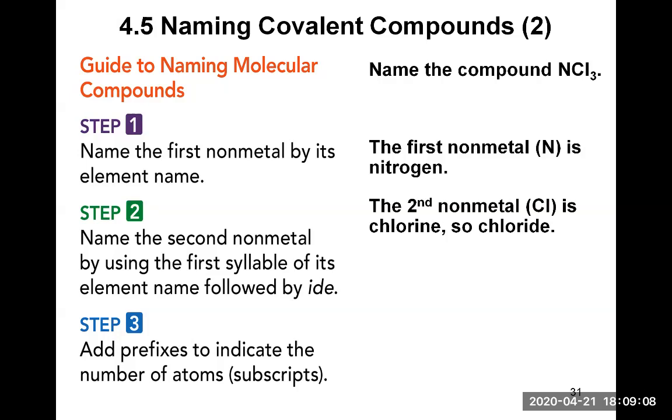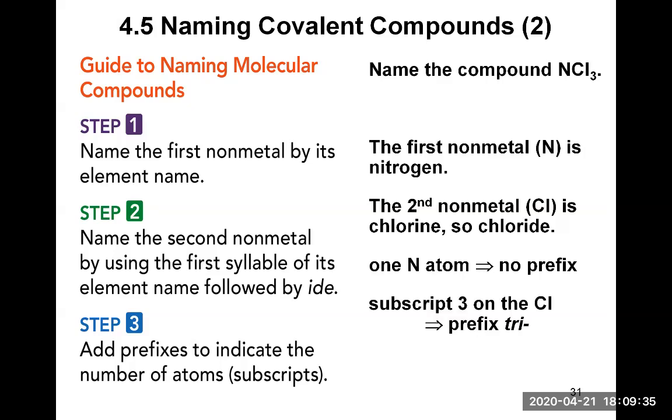Step 3, you want to add prefixes to indicate the number of atoms there is of each. So here we have only 1 nitrogen, so there's no need for a prefix because we do not use mono for the first nonmetal. Chlorine, there is 3 of them, and when we have 3, it's tri. So we will need to use tri in front of chloride. So the full name is nitrogen trichloride.